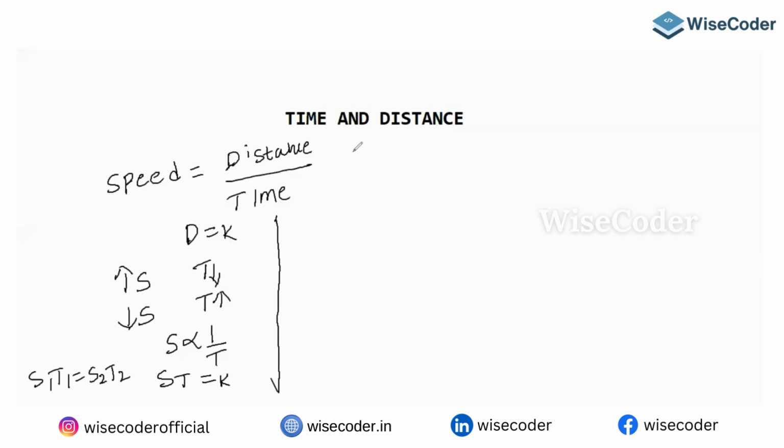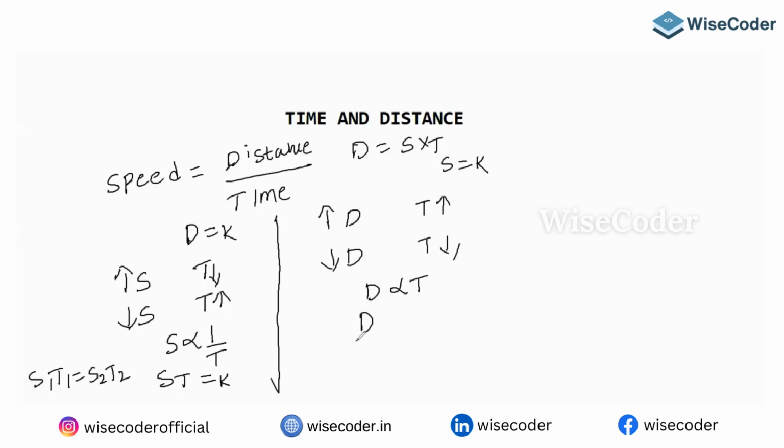Now basically, what is the distance formula? Speed into time. Let's put the speed as constant. When the speed is constant, if distance increases, then time also increases. When the distance decreases, the time also decreases. So distance is directly proportional to time.